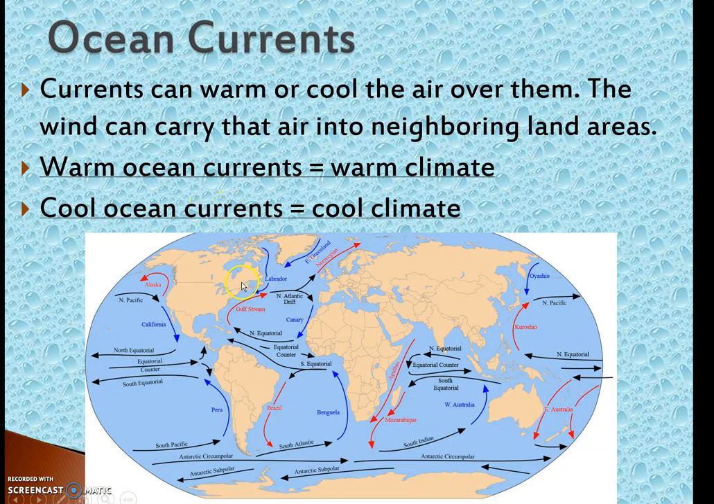A great example of this is if you look at Maine right here compared to England right here. So Maine gets these cold currents coming down from the Labrador. That creates a very cold climate here in northern Maine. The opposite happens over here in England. The warm Gulf Stream brings up warm air, creating a generally warmer climate in England. So each time you see a cold arrow, it's usually going to be creating a colder climate. A warm arrow will be creating a warmer climate.